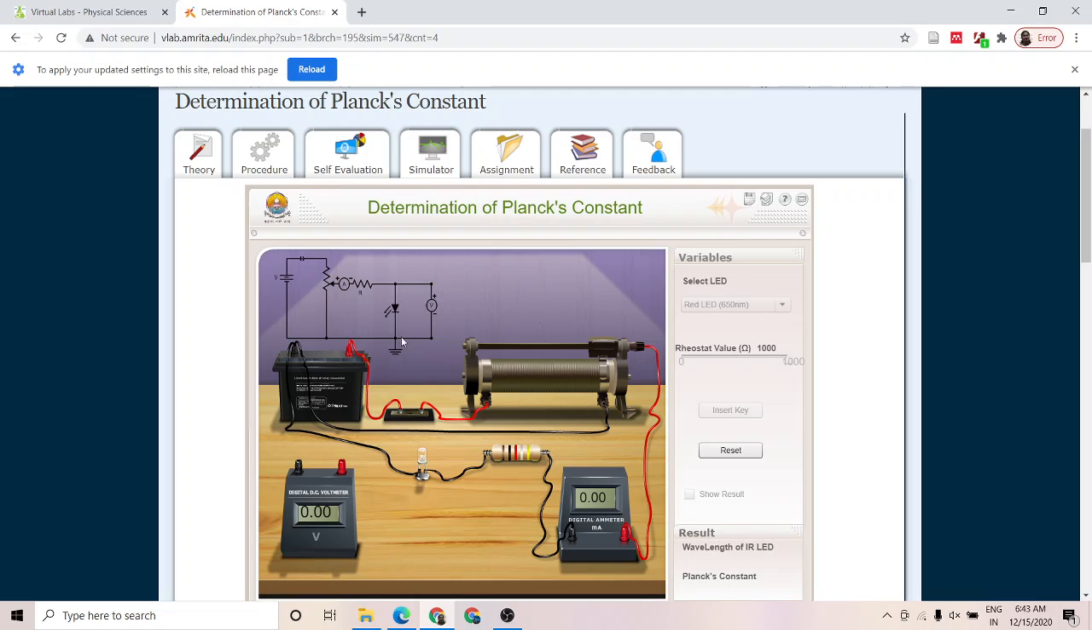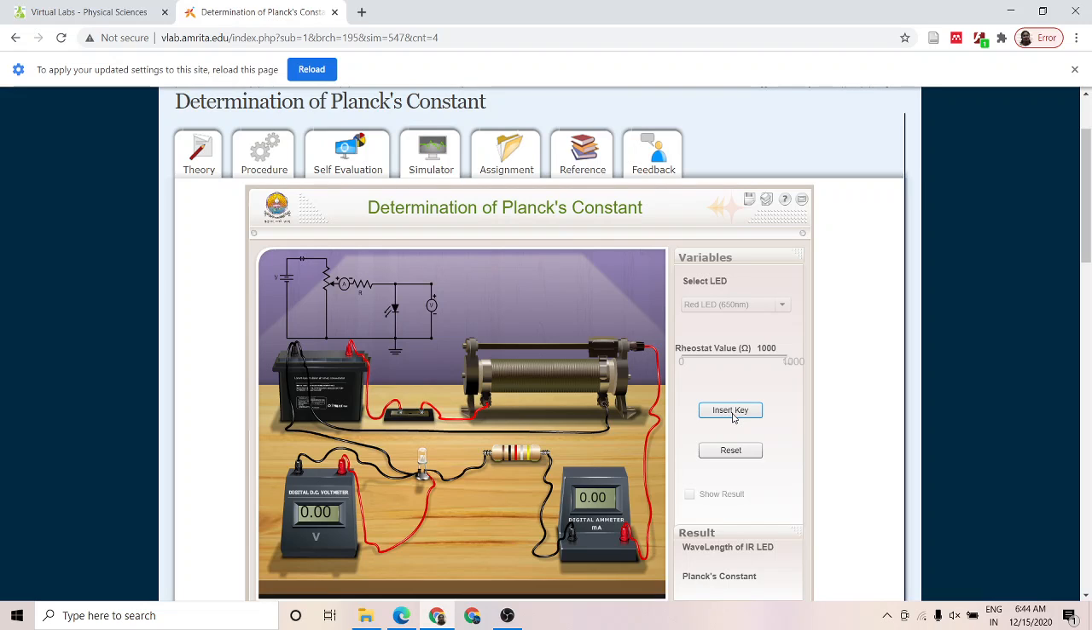Now what is remaining is to connect the voltmeter. Voltmeters are connected in parallel. So I connect it. The positive terminal is connected to the positive terminal of my LED. And the negative terminal is connected to the negative terminal of the ammeter. Sorry, to the negative terminal of the voltmeter. So the connections are complete.